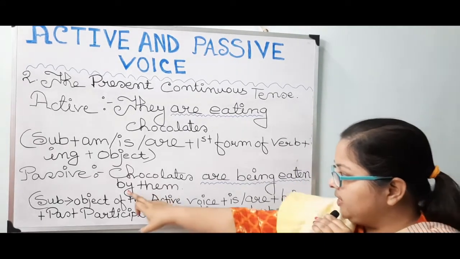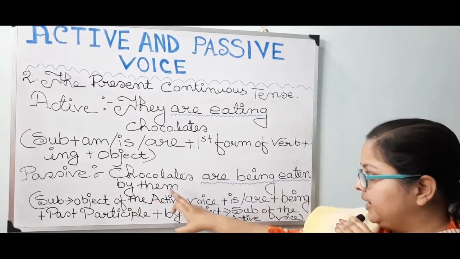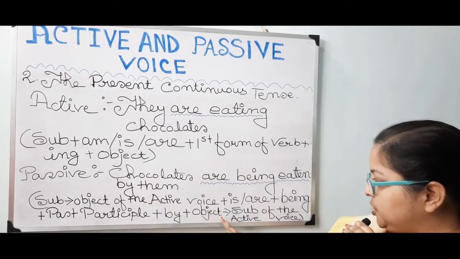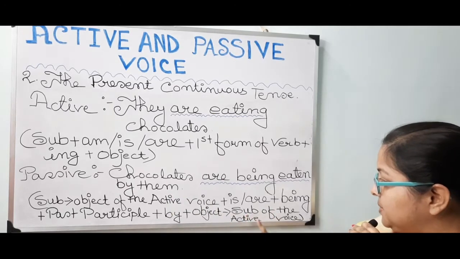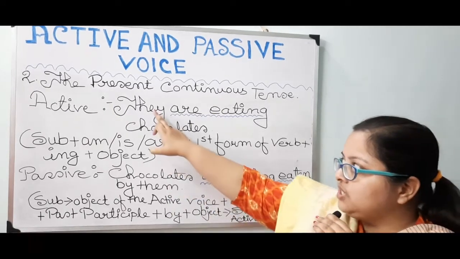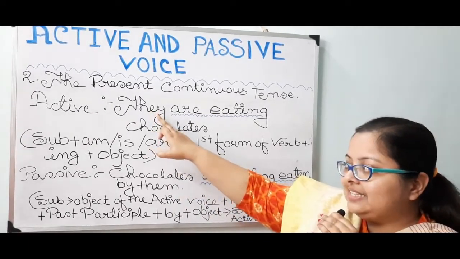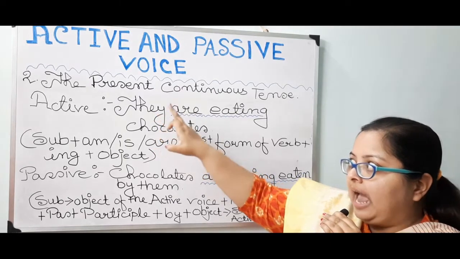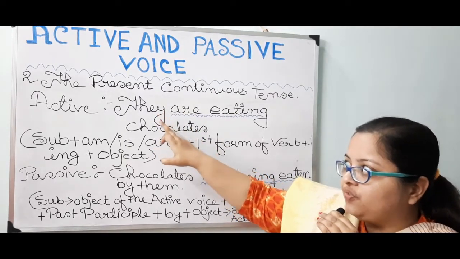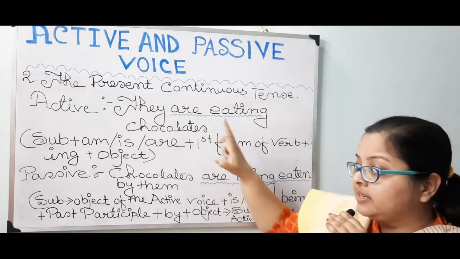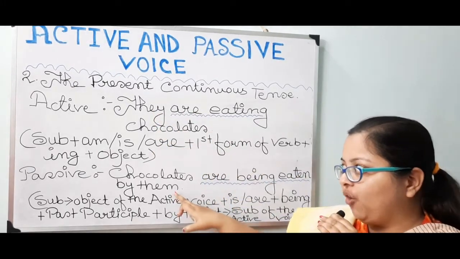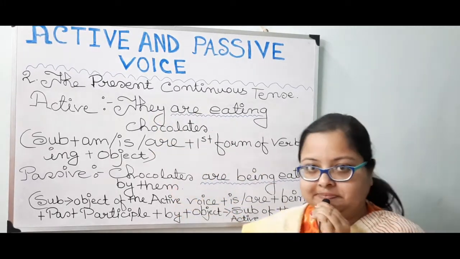Then according to the rule, by. Then them, the object, which is the subject of the active voice. Actually students, they is the subject of the active voice, and when it is getting changed from the subject of the active voice to the object of the passive voice, it is turning into them.